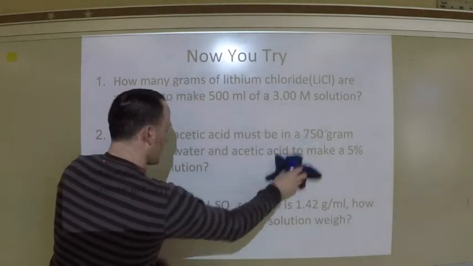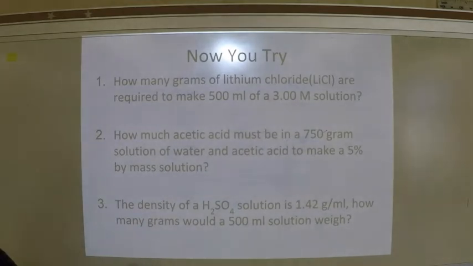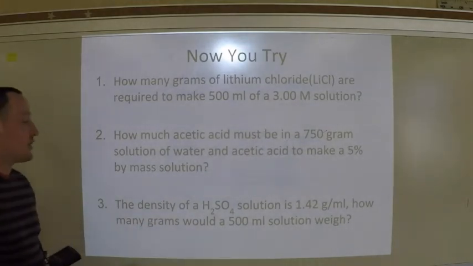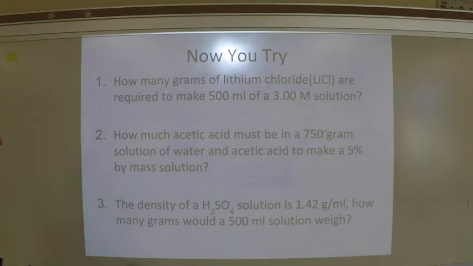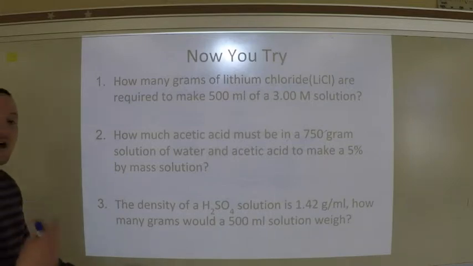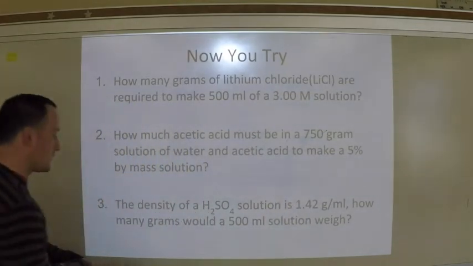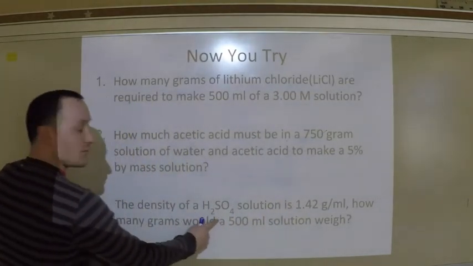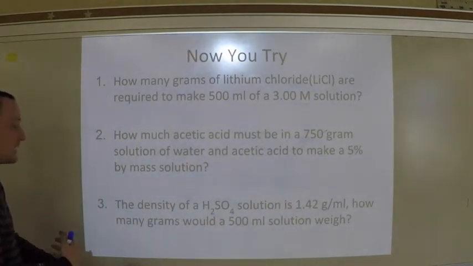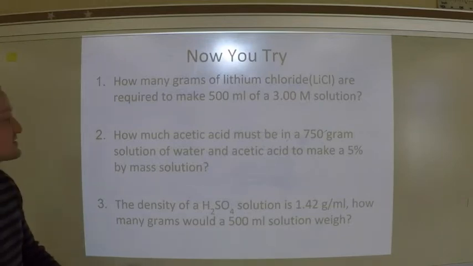So here's our third problem. It says the density of an H2SO4 solution is 1.42 grams per milliliter. How many grams would a 500 milliliter solution weigh? So again, identify what you're given. This is the density. This is the volume, right? And it's saying how many grams, so it's asking for a mass.